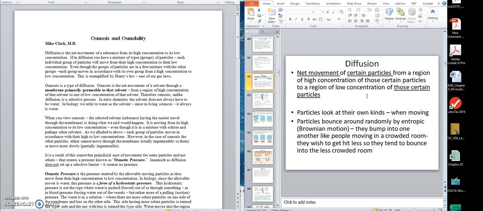That a gas in a mixture of gases would exert a pressure independent of the other gases in the mixture. So diffusion is true for gases and liquids. You should know that already. Particles look at their own kind when moving. Particles bounce around randomly by entropic motion, entropy. They bump into one another like people moving in a crowded room. They wish to get hit less, so they bounce into the less crowded room. They go from a high density, high concentration to a low.